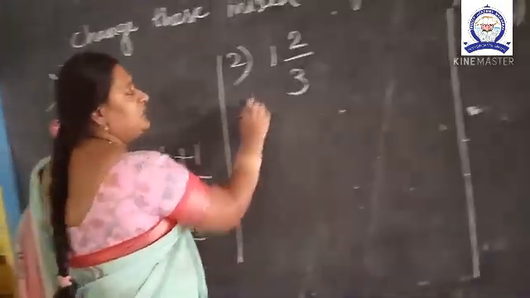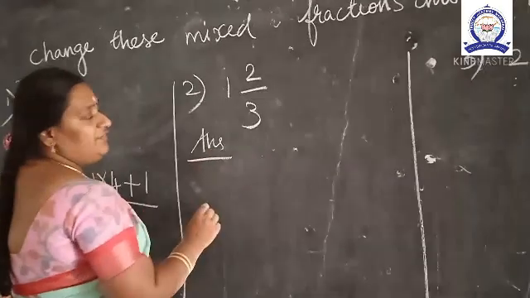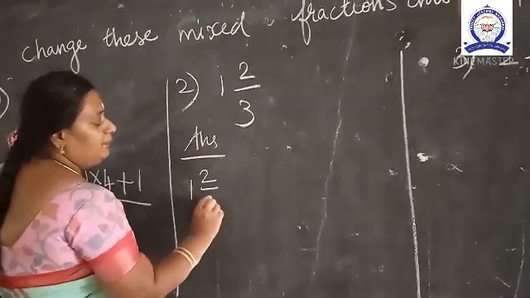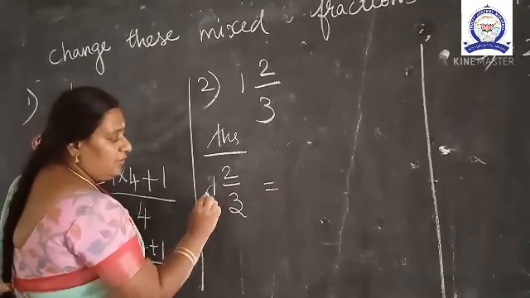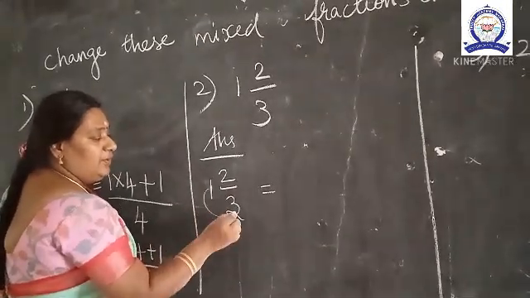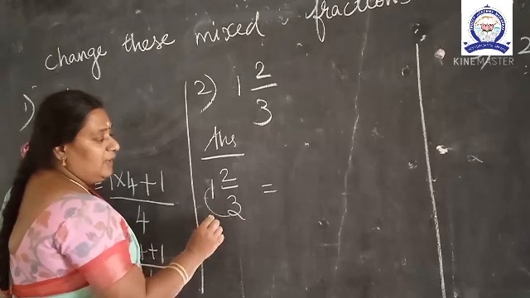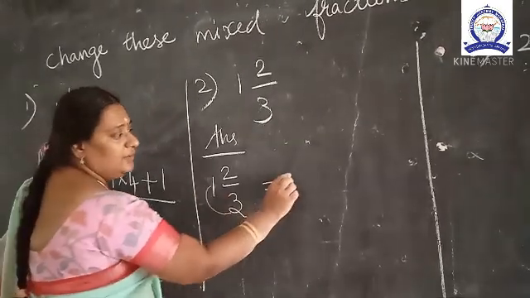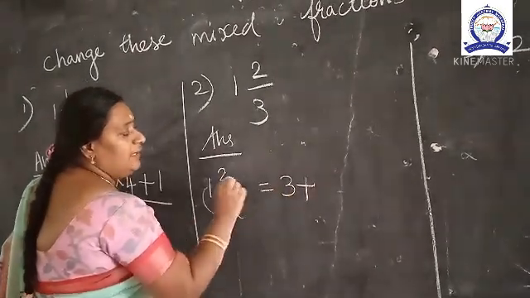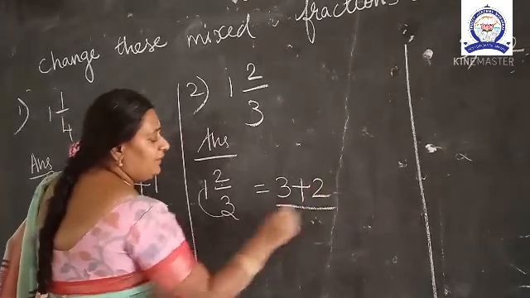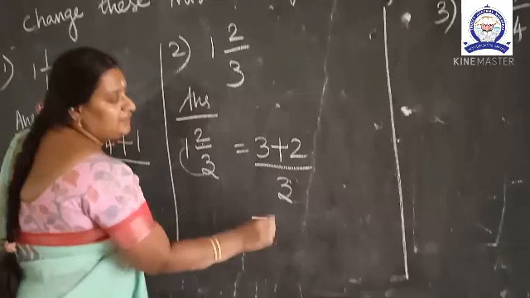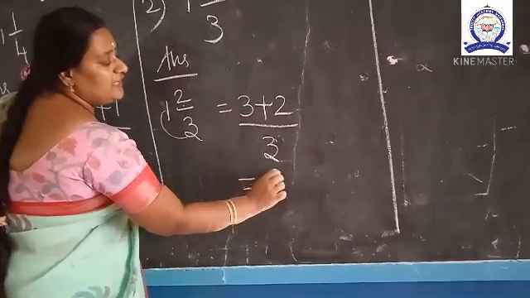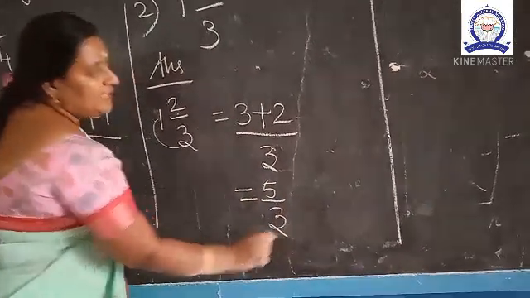Similarly, see the second question. What we have to do? You write the given mixed fraction. That is equal to, listen. So என்ன பண்றோம், the whole number denominator number multiply பண்றோம். 3 1s are 3, okay, plus numerator number என்னது 2, divided by that denominator number 3, same அப்படியே தான் இருக்கு. So 3 plus 2 is 5 by 3 is your answer.